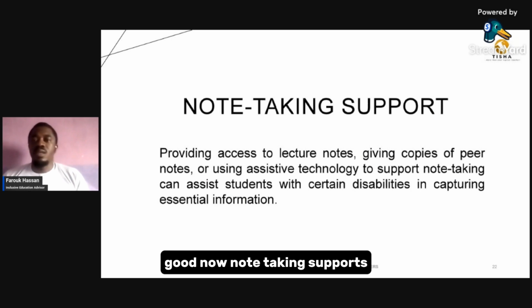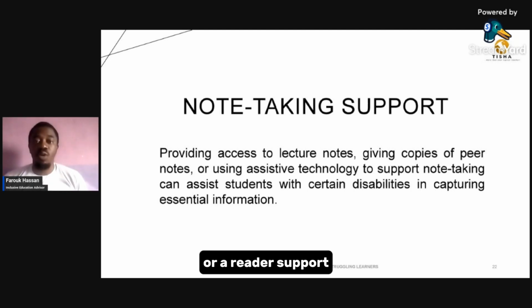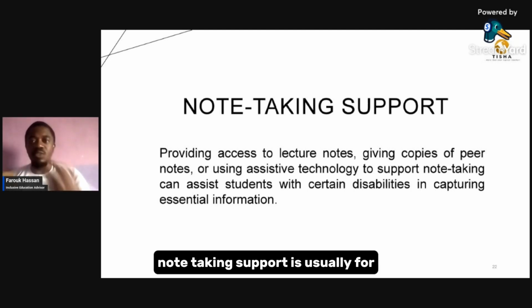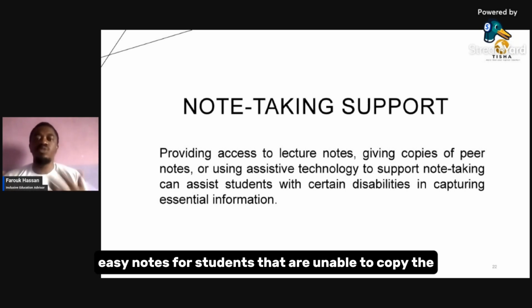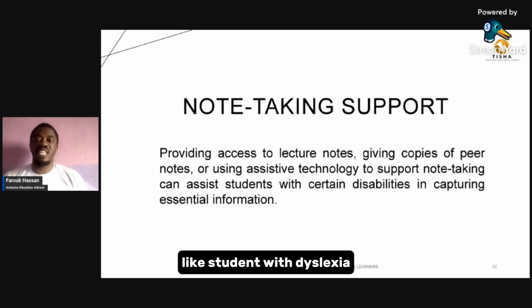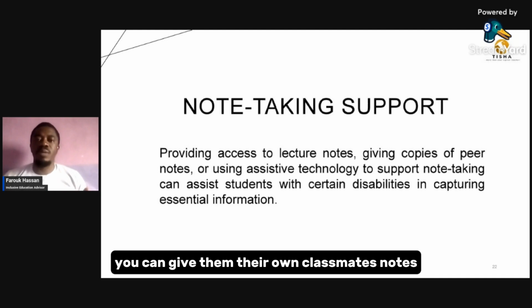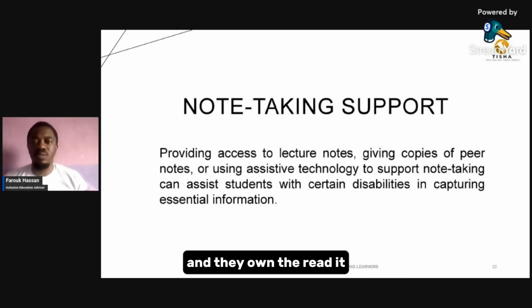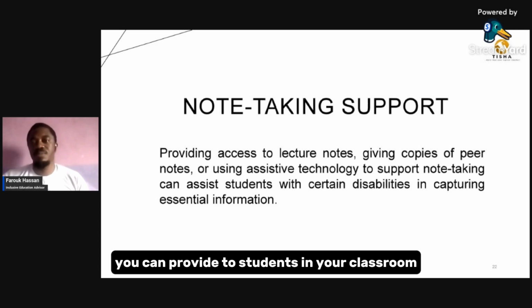Good. Now, note taking support. Now, this goes hand in hand with a scribe or a reader support. Note taking support is usually to provide easy notes for students that are unable to copy the notes while they're in the classroom, like students with dyslexia, for example. You can also give them their own classmates' notes if they are unable to copy it while the class is ongoing. You can give them their own classmates' notes, and they read it, they copy their notes, and it goes well. So note taking support is a type of accommodation you can provide to students in your classroom.